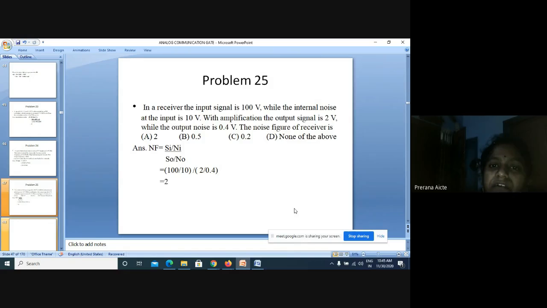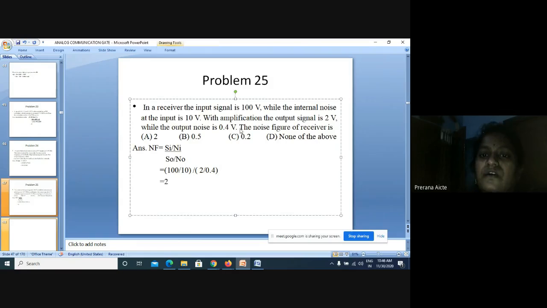In a receiver, the input signal is 100 volts, while the internal noise at the input is 10 volts. With amplification, at the output the signal is 2 volts, while the output noise is 0.4 volts. Then, what is the noise figure of the receiver?